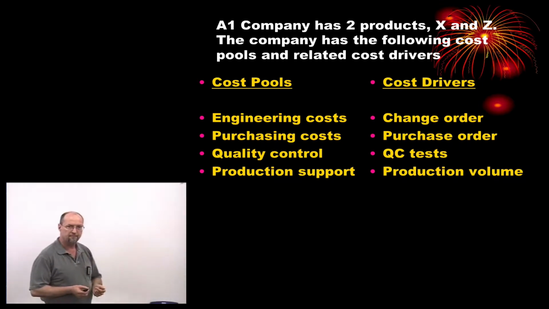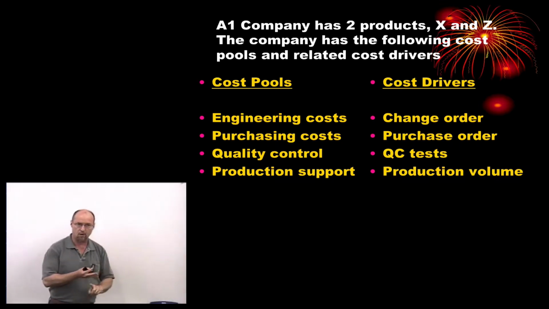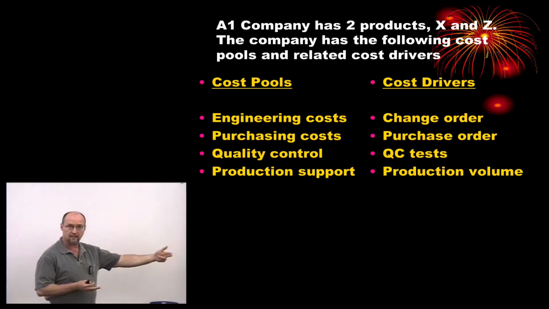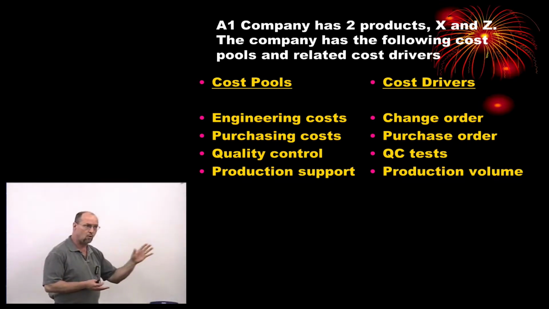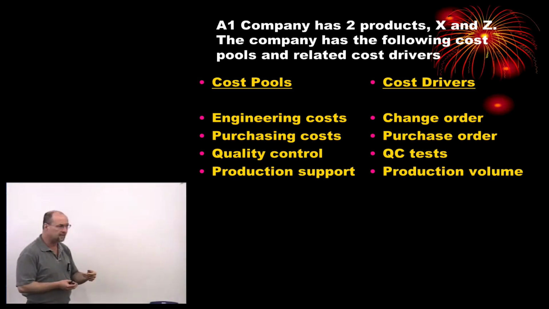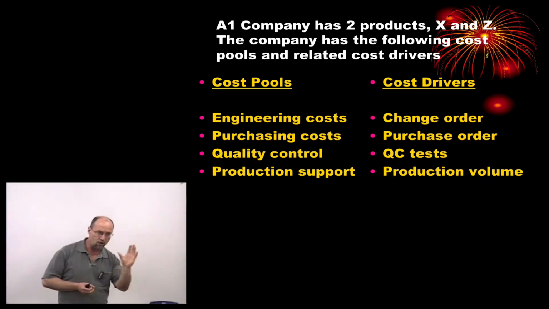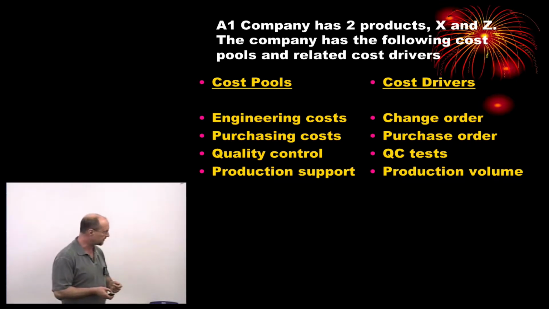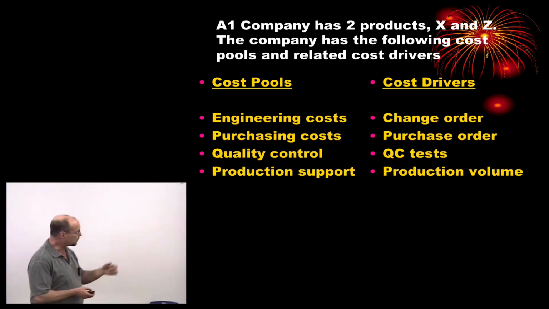Quality control. I used to work in quality control. We would test raw materials, we would test work in process, and we would test finished goods. So the number of tests we conducted was a good means of allocating quality control related costs to our products. If one product had to be tested more frequently, then I should charge that product with more of the overhead costs related to quality control than the other product or products that didn't require as much testing. And then general production support relates to production volume, the facility, maintaining the machines, etc.